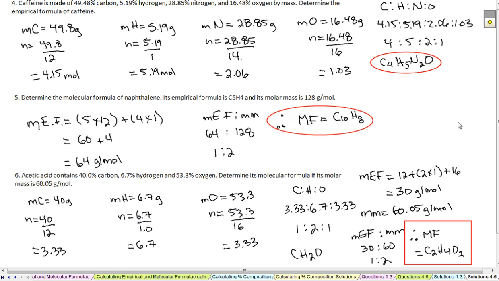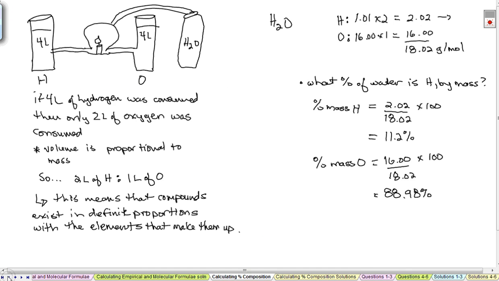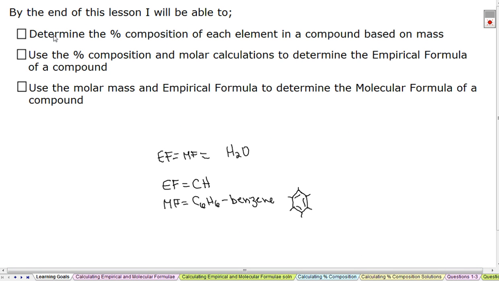So after completing these questions, if you're successful in completing the questions and getting them done correct, you can check off the learning goals for this activity. You'll be able to determine the percent composition of each element in a compound based on mass. Use that percent composition and molar calculations to determine the empirical formula of a compound, and use the molar mass and empirical formula to determine the molecular formula of a compound.